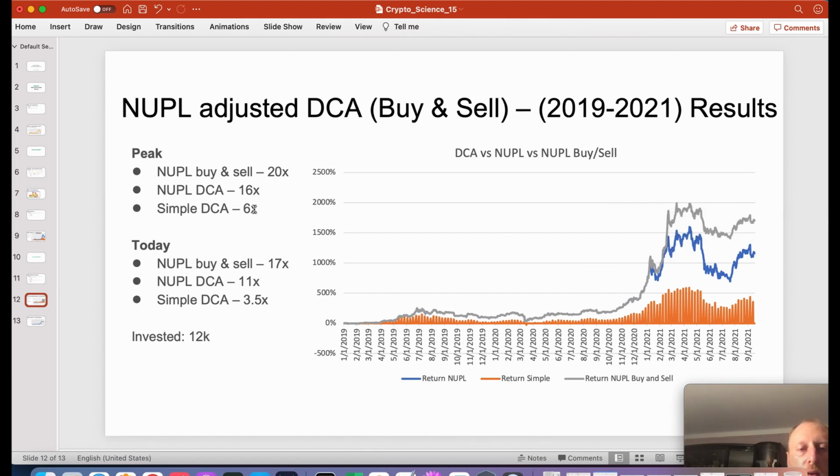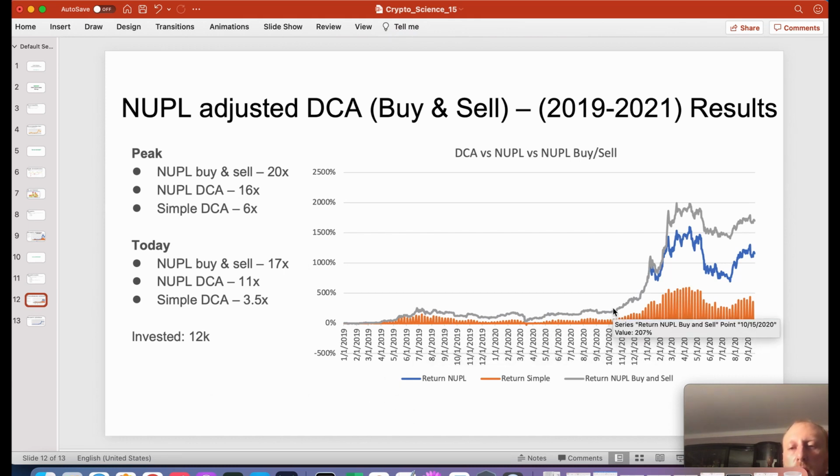So at the peak, you would go from simple DCA 600% to 1600% to over 2000% at the peak, right? So that's a pretty substantial gain, right? That's 3x. 6 times 3 is 18, right? So it's a 3.2x or so from the simple DCA. So that's pretty great.